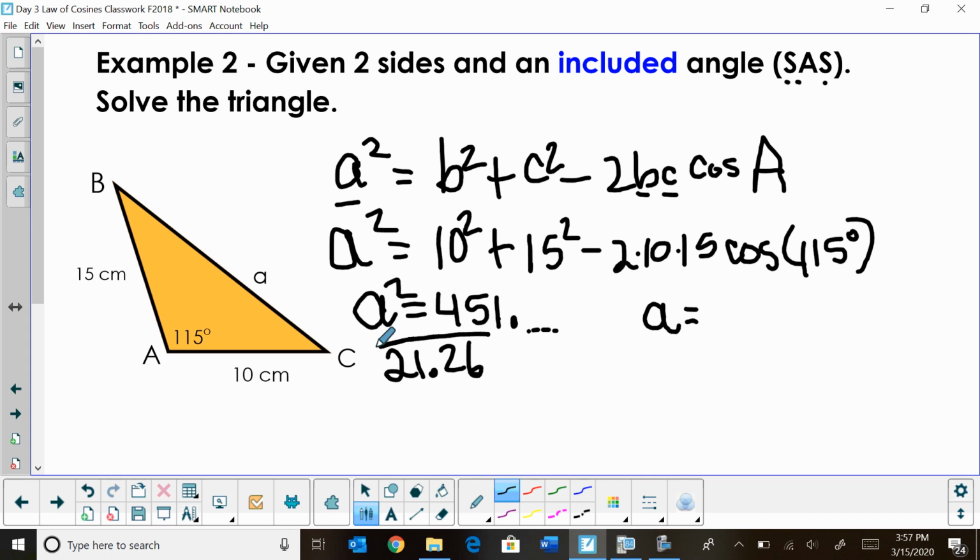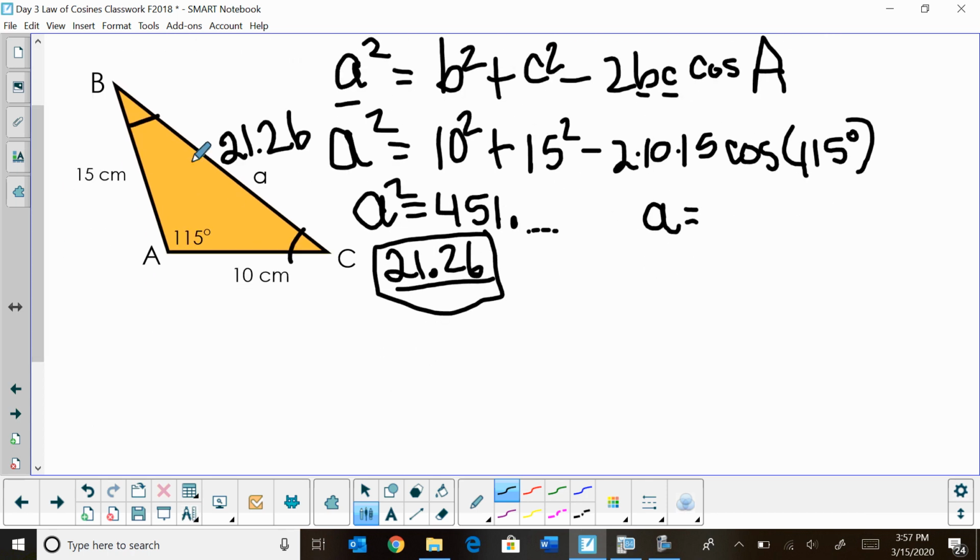21.26. So now we have the last side, 21.26. Now we're not done because we don't have angle B, we don't have angle C. So to solve the rest of this triangle, we're going to have to work backwards. Let's go ahead and find angle C next because it's the next largest angle. So I've got to write my law of cosine in terms of C. So C squared is equal to A squared plus B squared.